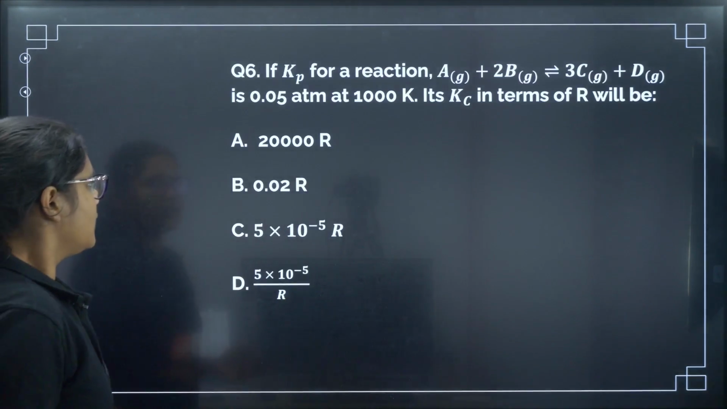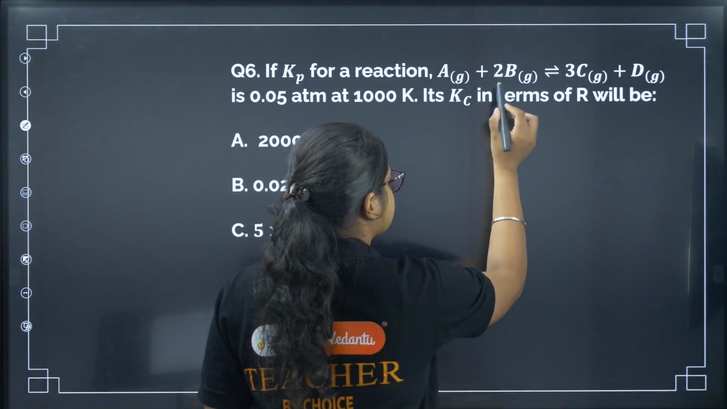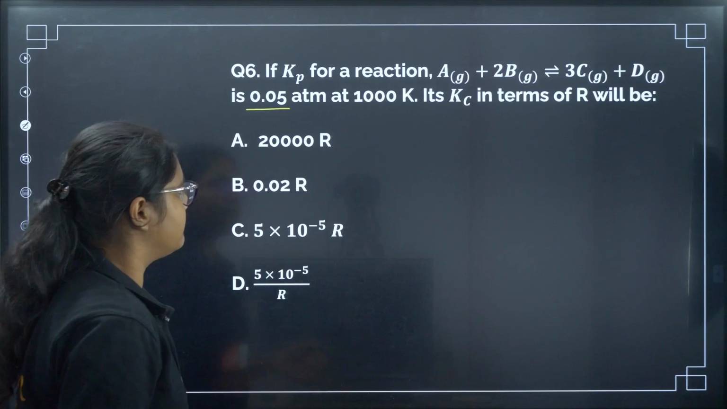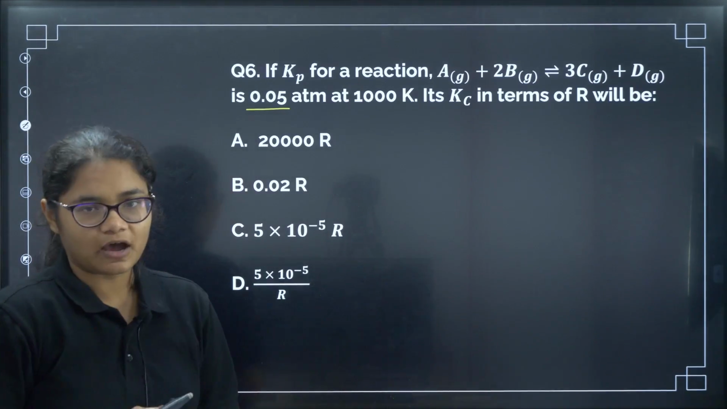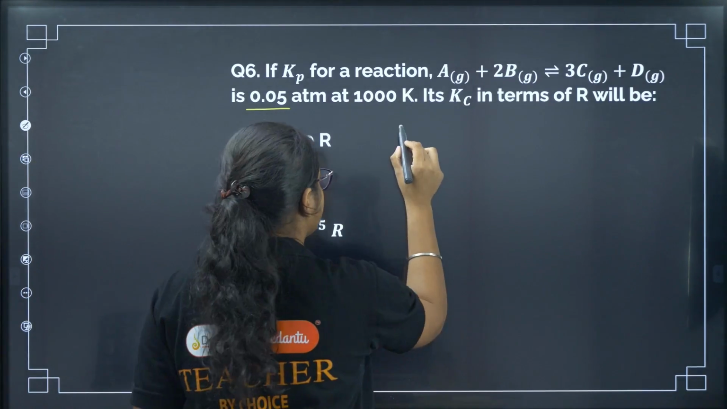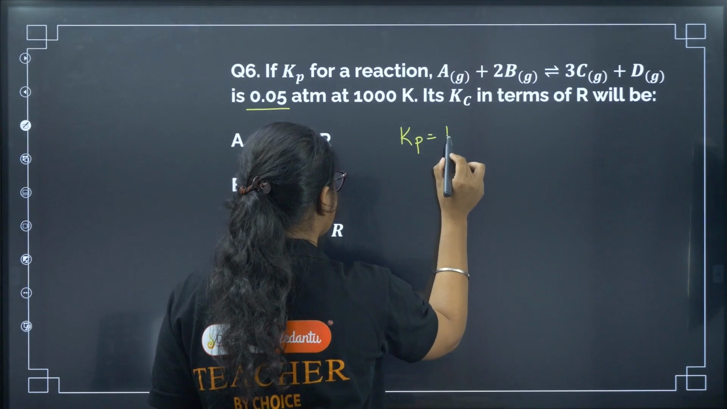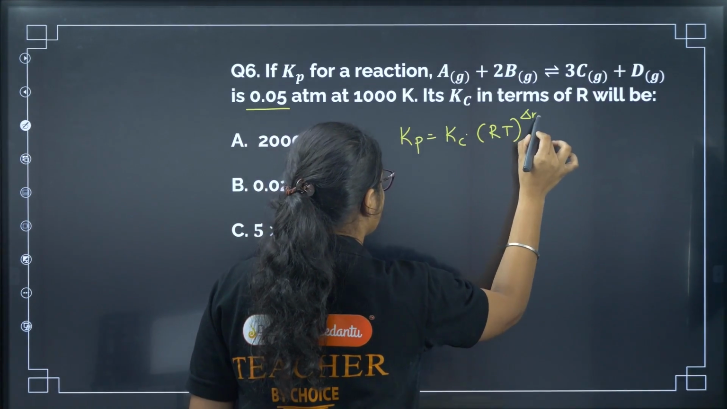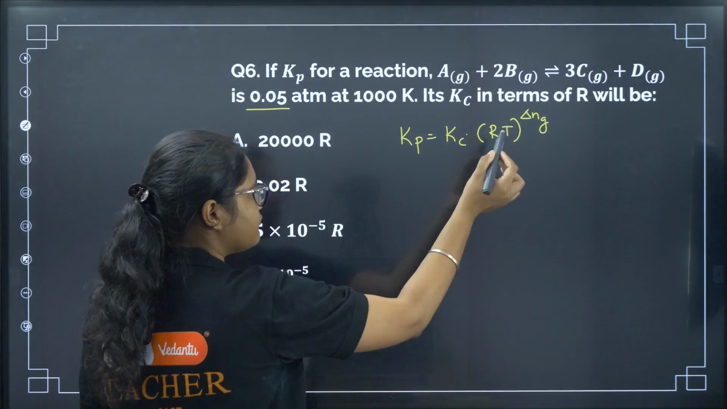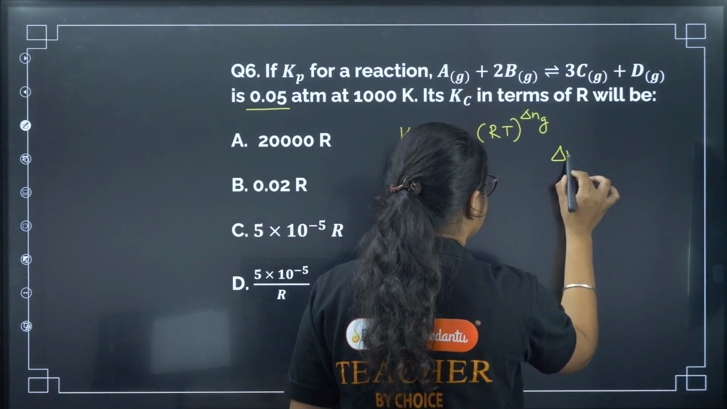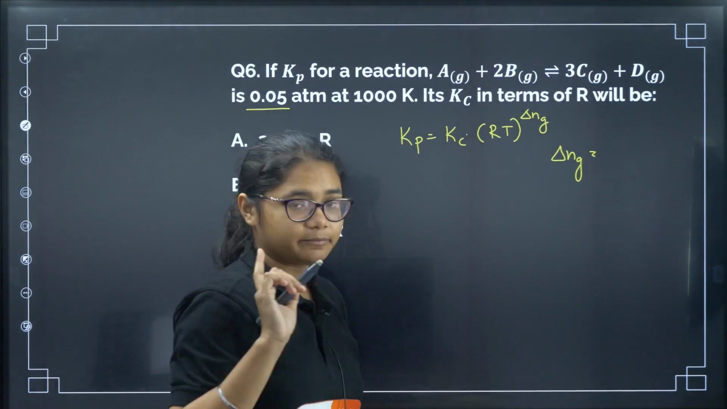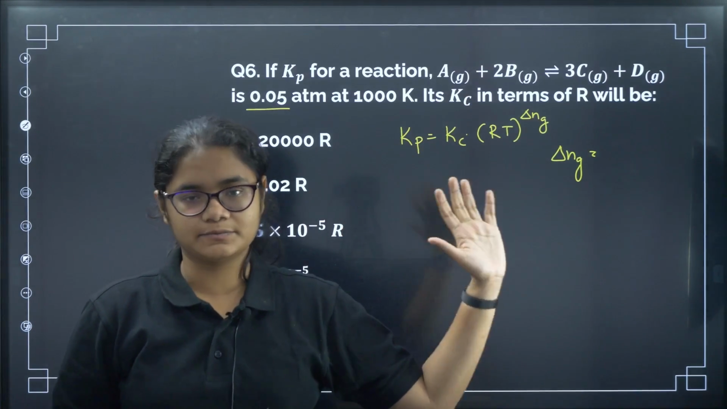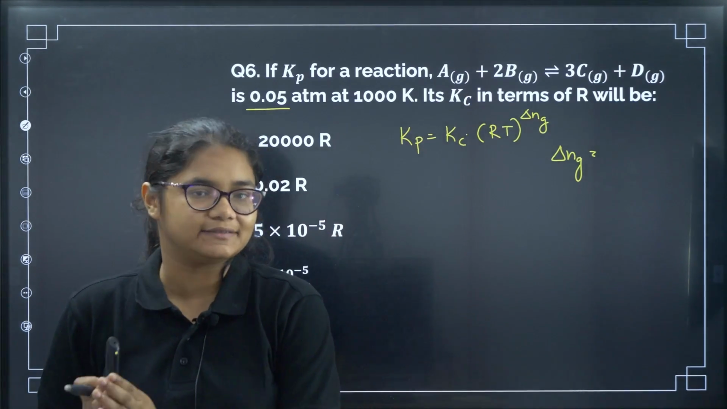Next one. If Kp for a reaction A gas giving 2B gas plus 3CD is 0.05 atm at 100 Kelvin, then its Kc in terms of R will be. So the question is again on the relation between Kp and Kc: Kp is equal to Kc into RT to the power of delta Ng, right? Now first let us calculate the delta Ng value. Delta Ng, be very careful while calculating this one. It is the gaseous products minus the gaseous reactant molecules.